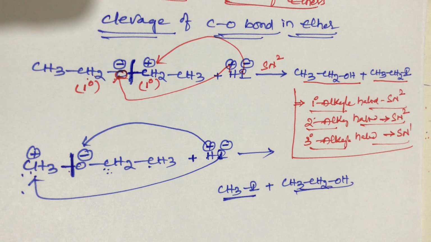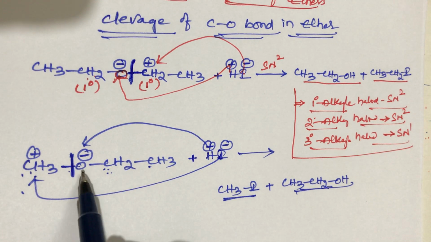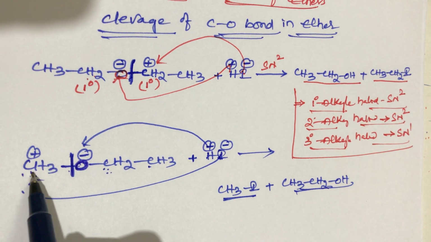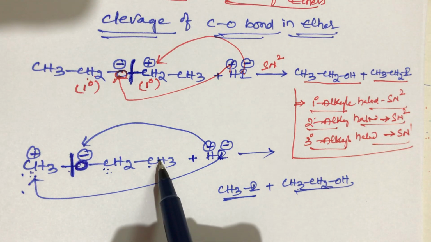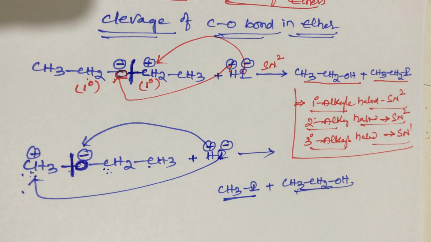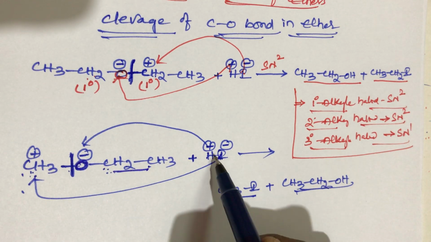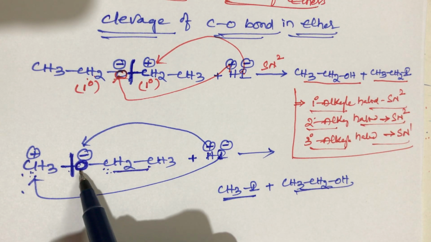If you take an unsymmetrical ether with hydroiodic acid, H plus will always attack the bulky group side. This is the simple trick, student. Bulky group side means this oxygen, the ether group. On the left-hand side there is a methyl group, on the right-hand side an ethyl group. Out of these two, the ethyl group is the bulky group. So, H plus will always attack the bulky group side.